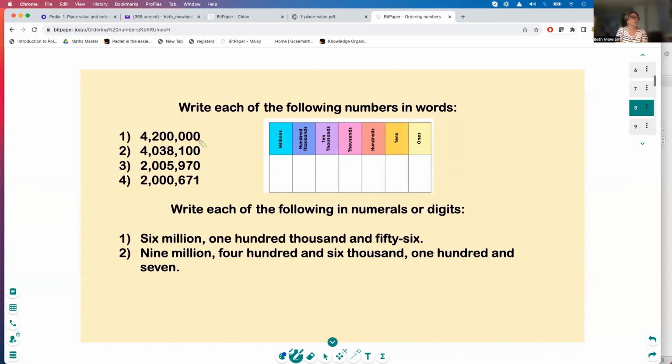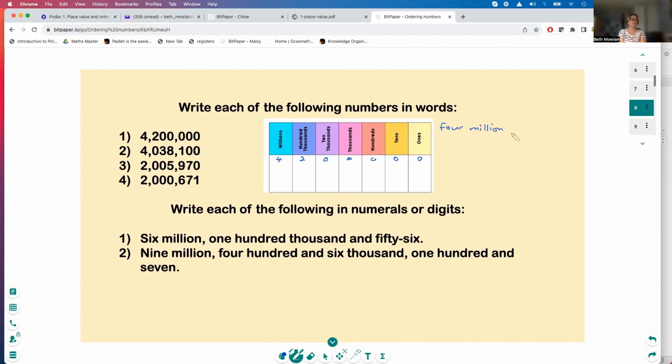So here, let's put it on. If I was to put it in the table again, to help me get my brain around what I've got, start at the end. I've got 1, 2, 3, 4, 5 zeros. I've got a 2, and I've got a 4. So if I look at that, I've got 4,200,000 and nothing else. So 4,200,000. If I was to write that, it would be 4 million.